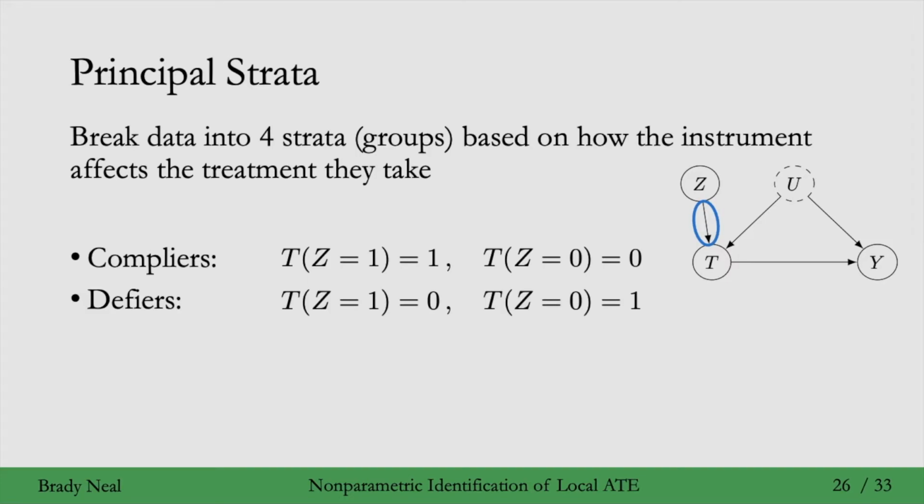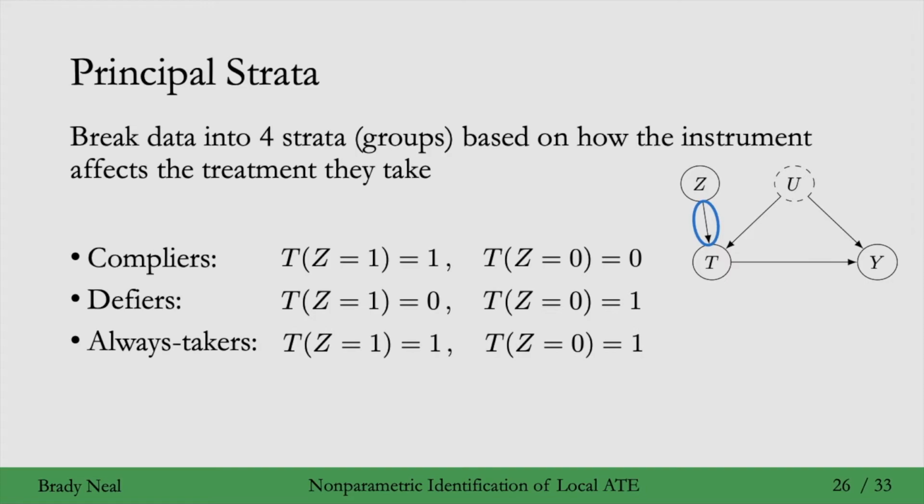And then another are the defiers. These are the ones that are always going to take the opposite treatment that they are encouraged to take. So if Z equals 1, they're going to take treatment 0. If Z equals 0, they're going to take treatment 1. Right, so these are really consistent contrarians. For example, the defiers group could be a bunch of defiant teenagers. It could be composed of a bunch of people like that person you know who always takes the opposite position of you, no matter what the position you take is. So that's the defiers.